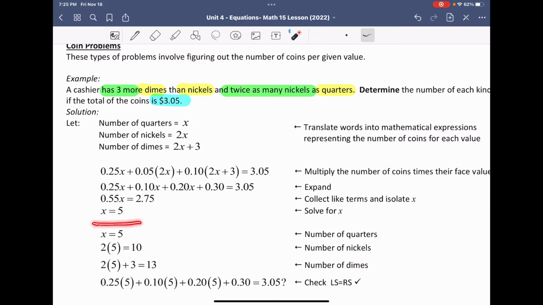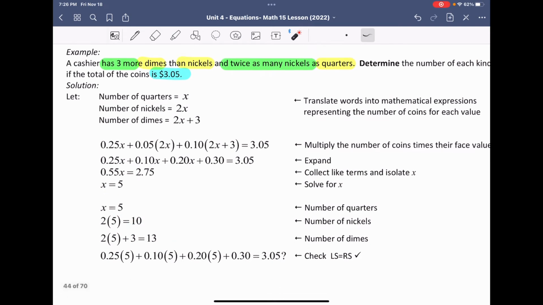Now, yet again, an X value of 5 is symbolic of the number of quarters. So we have 5 quarters total. I then want to go to my next equation and sub in that X being 5. Well, that's actually symbolic of the number of nickels, 2 times that 5. So we have 10 nickels. And then finally, I sub in the 5, which is symbolic of the number of dimes, and it's 2 times 5, which is 10, plus 3. So I have 5 quarters, 10 nickels, 13 dimes.